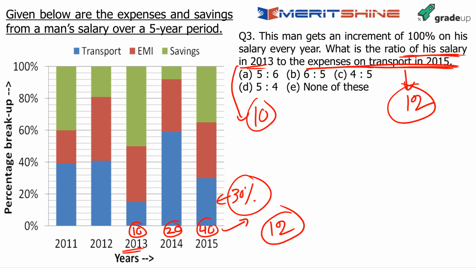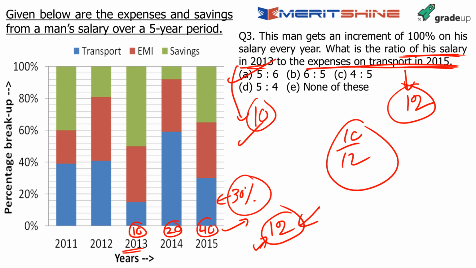So many times in DI you would not take X and Y, you will take some random numbers. That will make your calculations easier. So what I did was I started with taking his salary in 2013 as 10, 2014 salary 20, 2015 salary 40. I do not think anybody would have a problem with that. Then you come to the next step. Transport expenses in 2015 is 30% of his salary. 30% of 40 is 12. So those are the transport expenses in 2015. So what is the ratio that you need to find? His salary in 2013, which I assume to be 10, and this number 12. So 10 upon 12. What is the answer? 5:6. That's the answer for all of you.